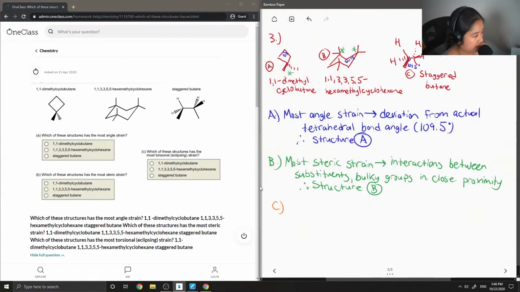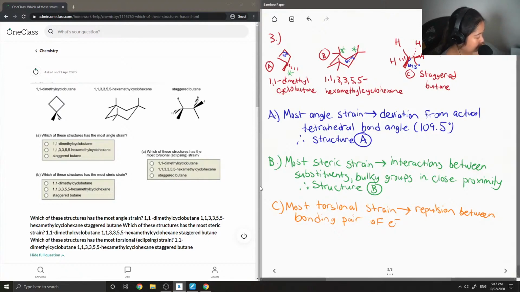And then which of these structures has the most torsional strain? So this is determined by the repulsion between bonding pair of electrons. And it's present in the molecule with eclipsing conformation.